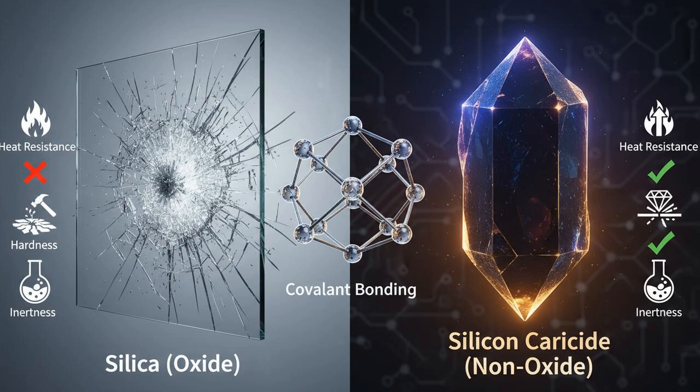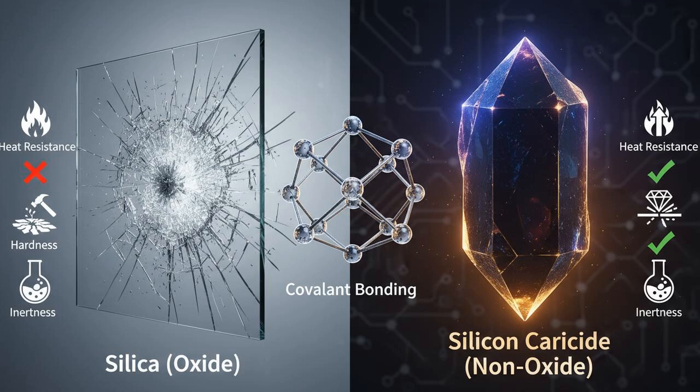We move from ionic bonding to covalent bonding. Carbon and nitrogen are less electronegative than oxygen. They do not want to steal electrons, they prefer to share them. This forms directed, rigid covalent bonds, the exact same type of bonds that give diamonds their legendary hardness. This shift unlocks the supermaterial trifecta: ultra-high temperature capability, extreme hardness, and chemical inertness.